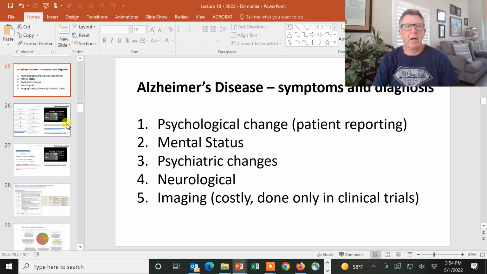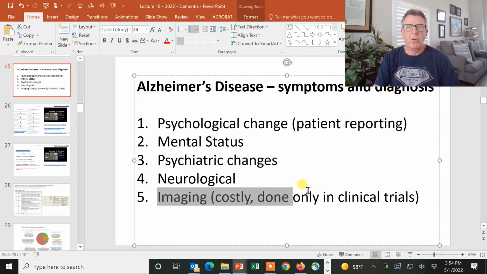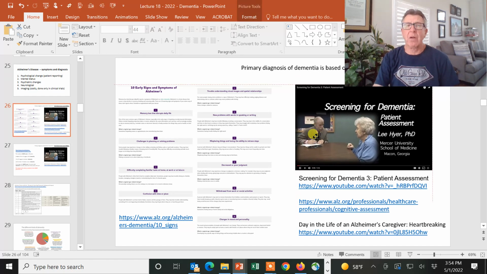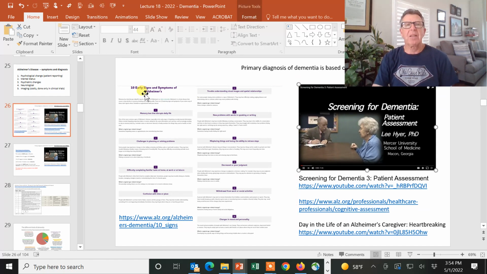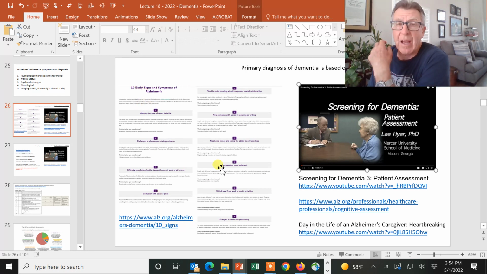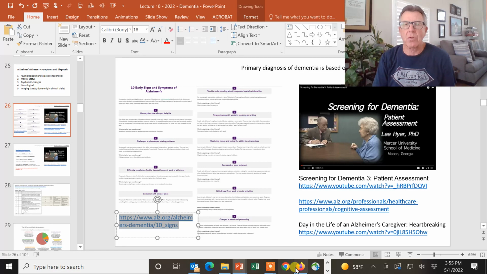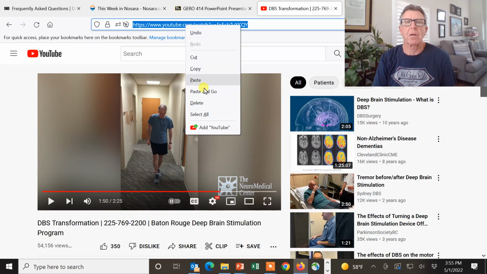We then went over how you're going to diagnose it, okay: a mini mental status exam, psychological analysis, psychiatric analysis, neurological analysis. Imaging would be great, but it's too costly, okay? That's done in clinical trial scenarios only. We were watching this patient being screened by the mini mental status exam. Again, these are the 10 signs that you could use, an example of what you would be using in the diagnosis of your patients. Okay, and this is put together by the Alzheimer's Association. And if we just go in there, we can take a look at these in greater detail.